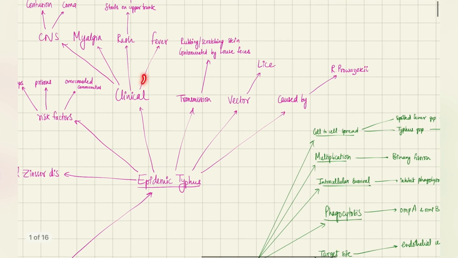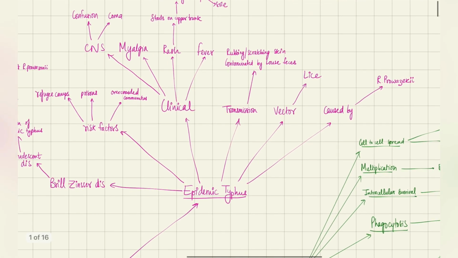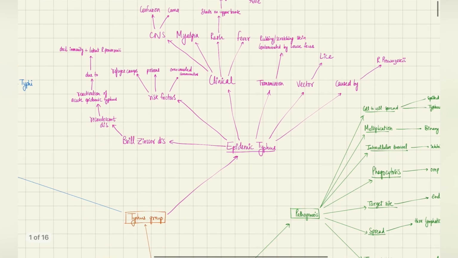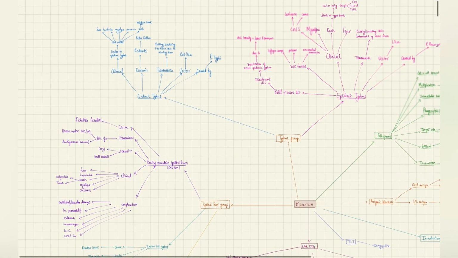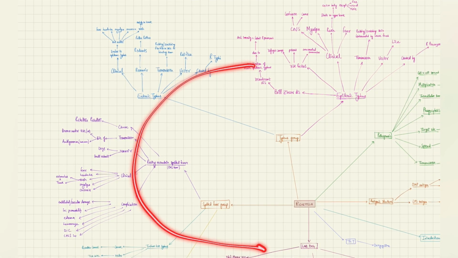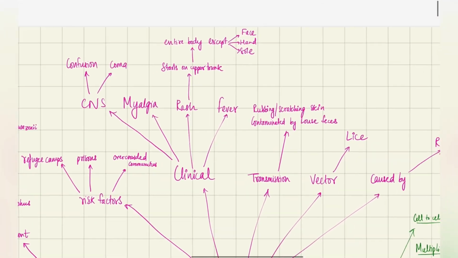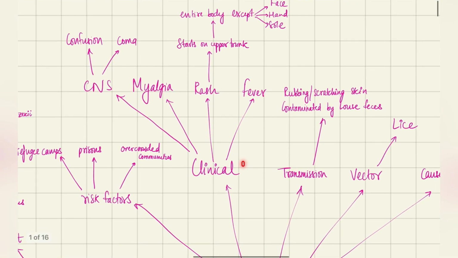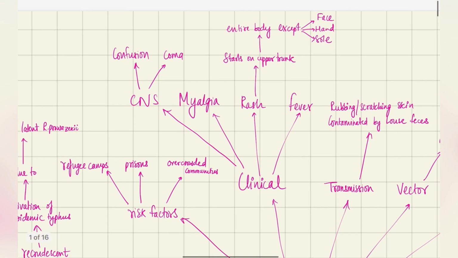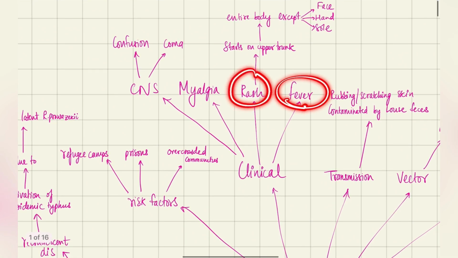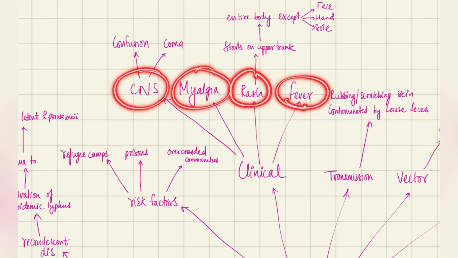And now, what will be the clinical symptoms? You'll note that the clinical symptoms across all these different groups tend to be kind of similar. So keep one in mind and then keep modifying them as we go. The clinical features for epidemic typhus are fever, rash, myalgia, and CNS manifestations.